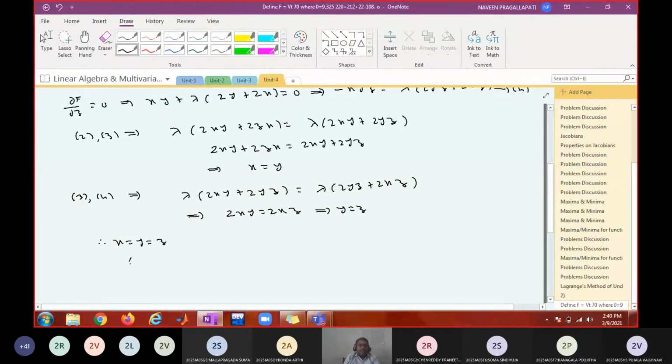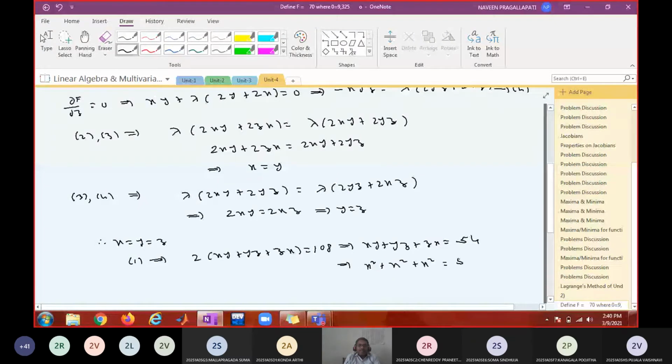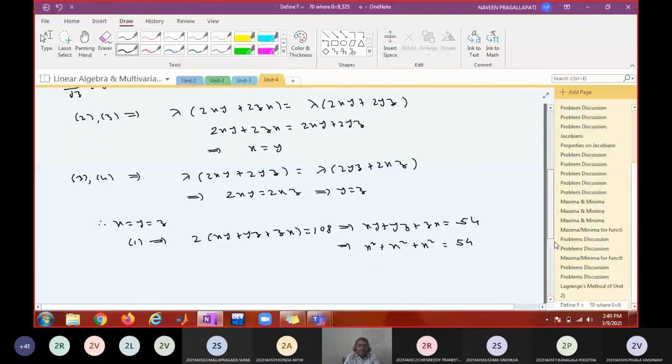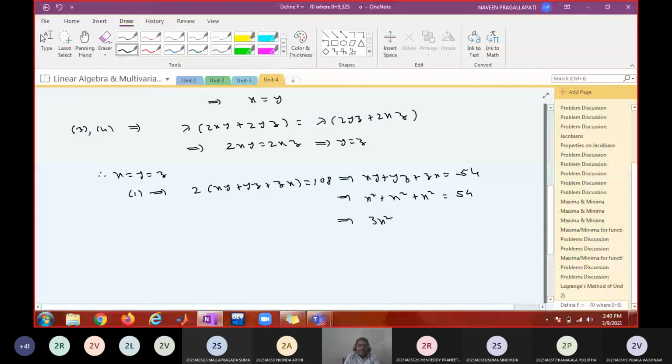Then equation 1 implies 2 into (xy plus yz plus zx) equals 108. That means xy plus yz plus zx is equal to 54. This implies that x square plus x square plus x square equals 54. That means 3x square equals 54. This implies that x square equals 18.